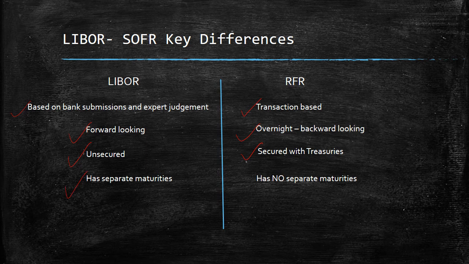We saw LIBOR has several maturities like 1 week, 2 weeks, 3 months, 6 months. RFR is just a rate. It has no separate maturities.